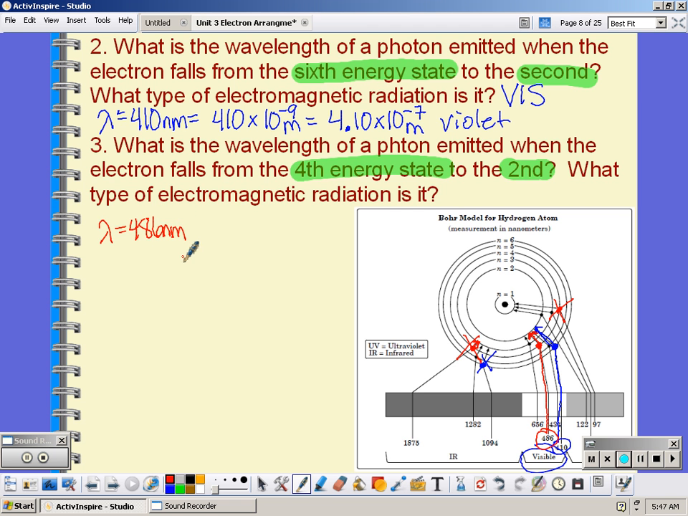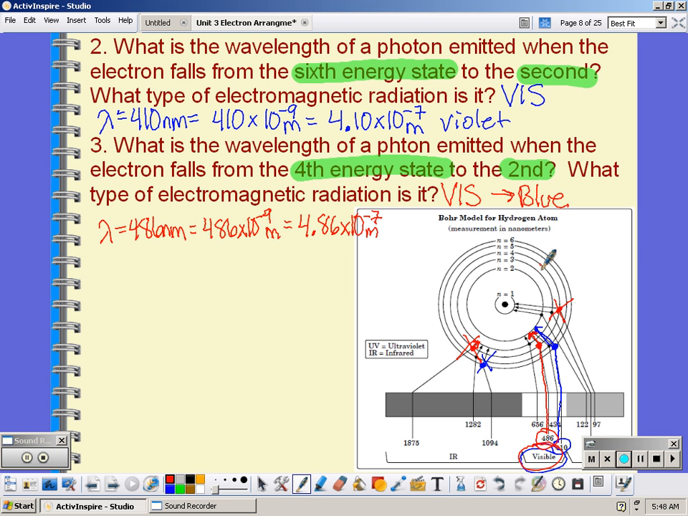The type of radiation, again, is visible or vis. So we'll want to know what color we're going to see. So we're going to take our calculators and type in 486, special button, negative 9. It's always special button negative 9. And our calculator will tell us that that is 4.86 times 10 to the negative 7th meters. And 4.86 falls into the range of a blue color.